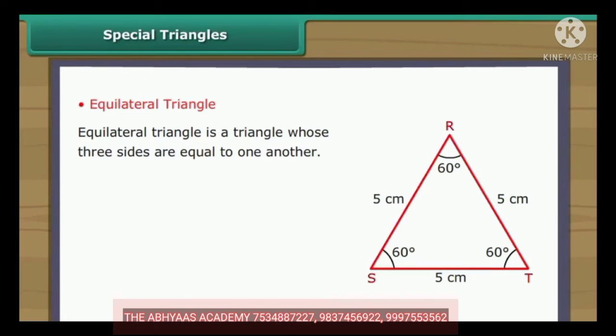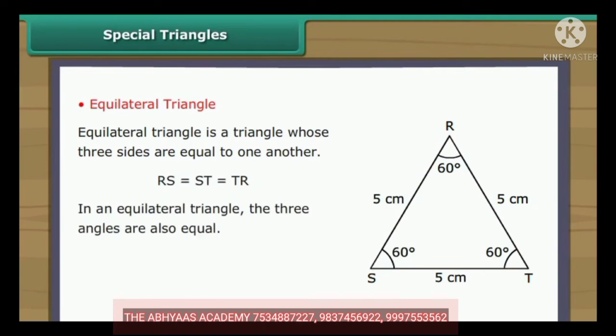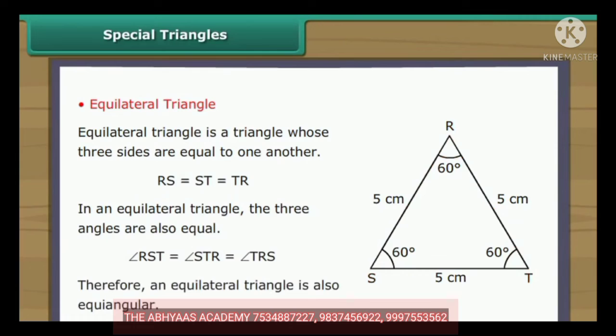In triangle RST, RS is equal to ST, which equals TR. In an equilateral triangle, the three angles are also equal. In triangle RST, angle RST is equal to angle STR, which equals angle TRS. Therefore, an equilateral triangle is also equiangular.